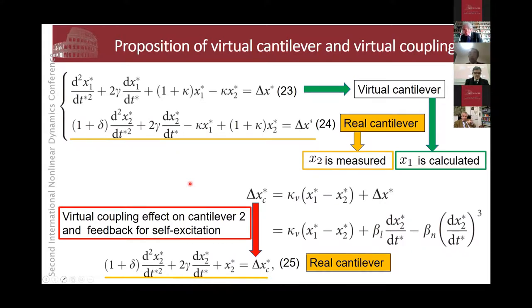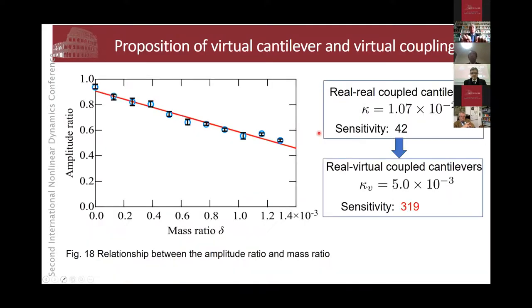These are the equations of motion. Cantilever 1 is virtual and X1 is calculated in real time in the computer. The displacement X2 of the real cantilever 2 can be measured by a sensor. Using these values, we calculate delta XC in real time, and using the result, we excite the real cantilever like this. Then equation 25 is equivalent to equation 24.